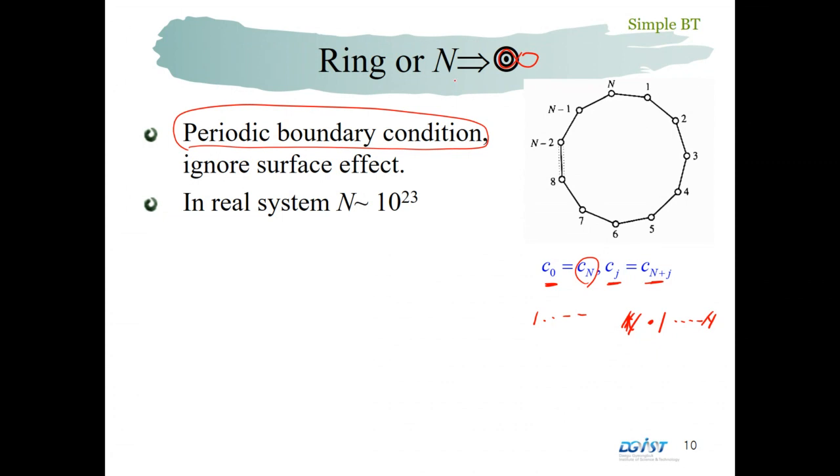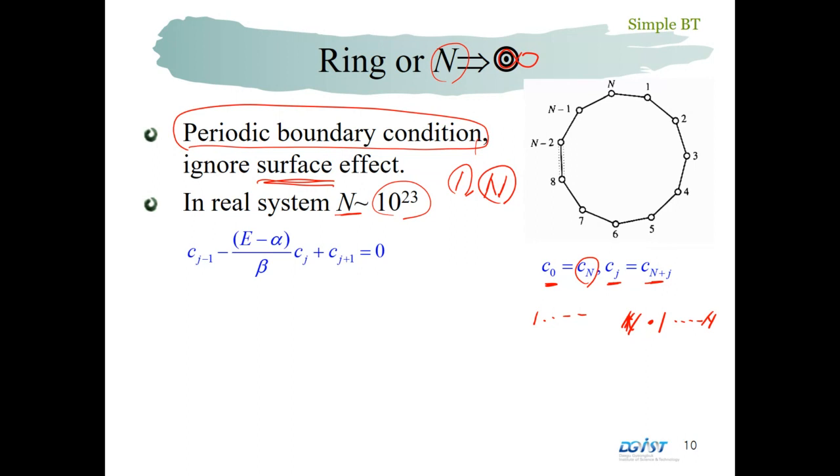And also in reality, the number of atoms is on the order of Avogadro's number, so 10 to the 23 is a really huge number. So we can ignore the surface effect. 1 and n are the surface of the solid, and now we are talking about the bulk state, so we can ignore 1 and n. In many areas of physics the surface is also very important, especially when you study nanostructures. But when we are talking about the bulk state, the surface is usually negligible.